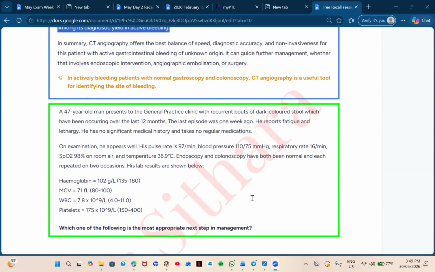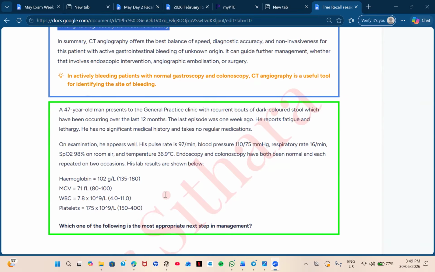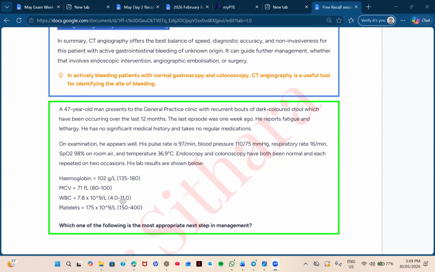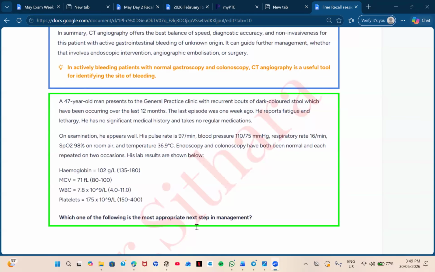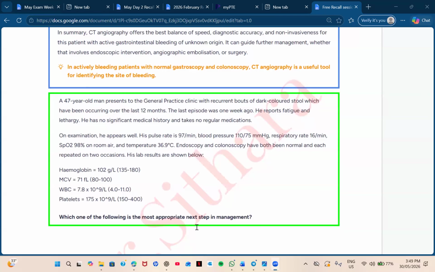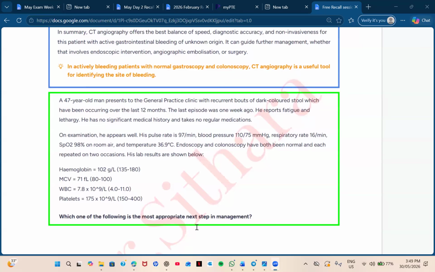Endoscopy and colonoscopy have both been normal and each repeated on 2 occasions. His lab results are shown below. Hemoglobin 102, MCV 71 decreased. Hemoglobin also decreased. WBC 7.8 normal. Platelet 175 still normal. Which one of the following is the most appropriate next step in management? So in this case, what should we use, CT angiography or capsule endoscopy?